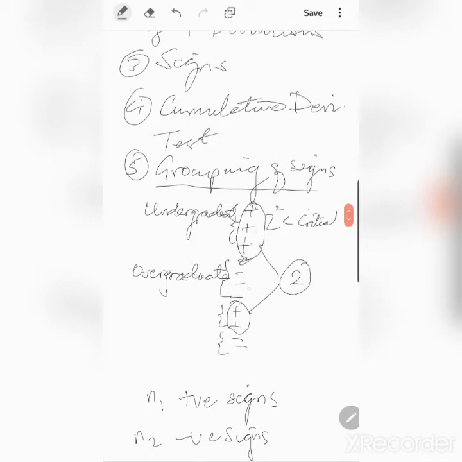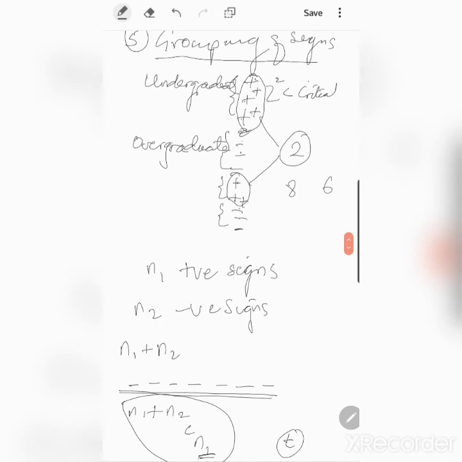So n1 is, let's say, 1, 2, 3, 4, 5, 6, 7, 8. So we have 8 positives. And how many negatives do we have? 1, 2, 3, 4, 5, 6. We have 6 negatives. So overall there are 14.